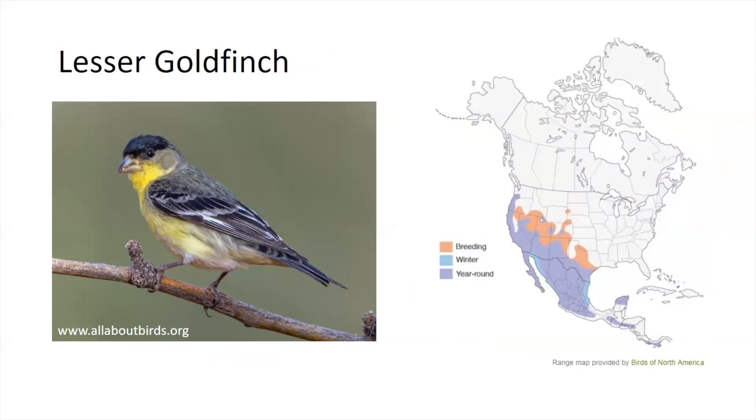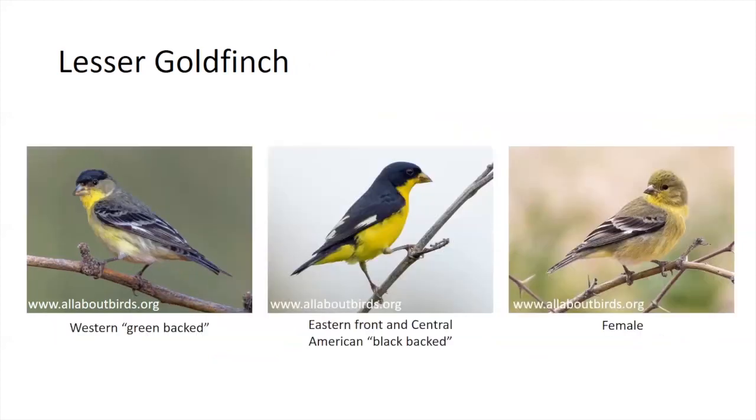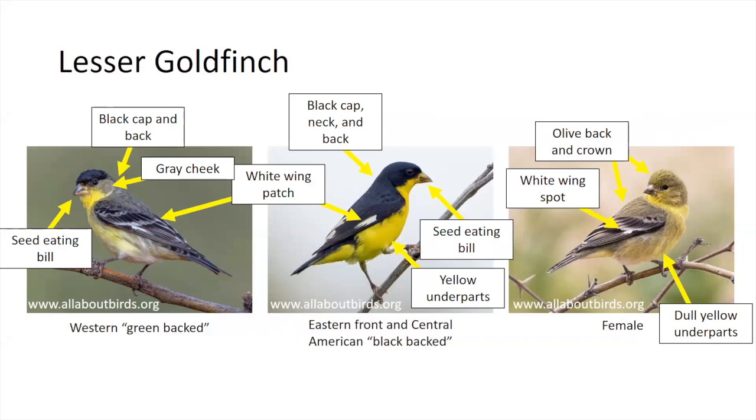Next is lesser goldfinch, which is found in the southwest portion of the country. And to make it a little bit more confusing, the lesser goldfinch has two primary color variations for males, in addition to the female plumage, with the western green-backed in the western part of the country, and then the black-backed in the eastern portion of the range and Central America. They have, again, the thick seed-eating finch bill and the white wing patch.